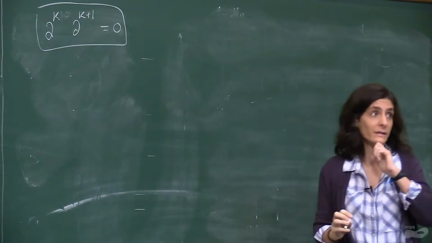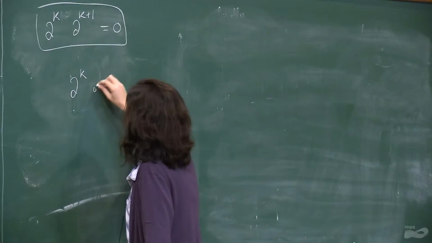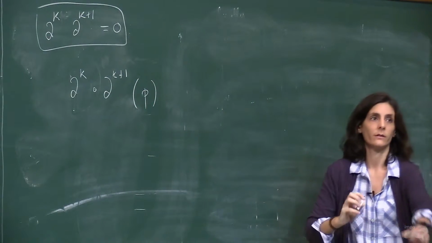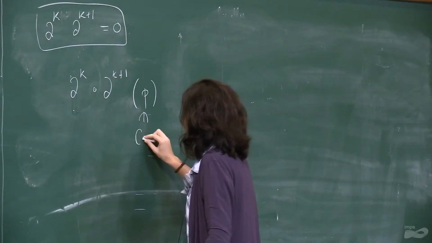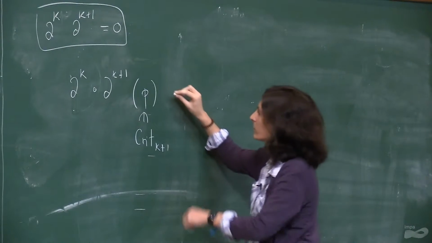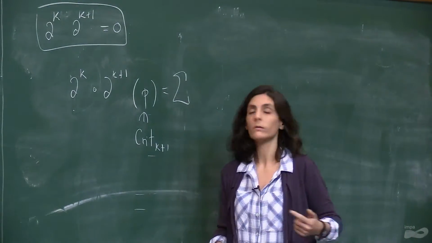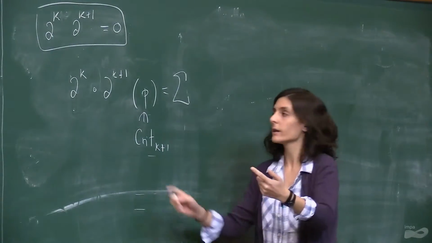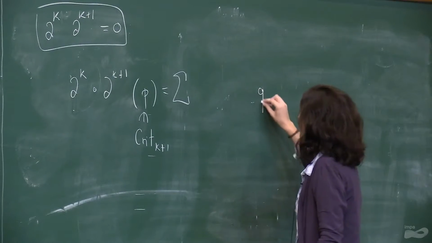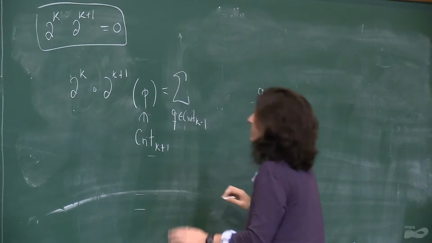Okay, so let me give you the idea here. What does this composition do to a critical point P? So this point P is now a critical point of index K plus 1. And when you do the composition, you'll get an element in C_{K-1}. So here you go from C_{K+1} to C_K, and here you go from C_K to C_{K-1}. So you'll get a formal sum of critical points of index K minus 1. Actually, let me call them R.